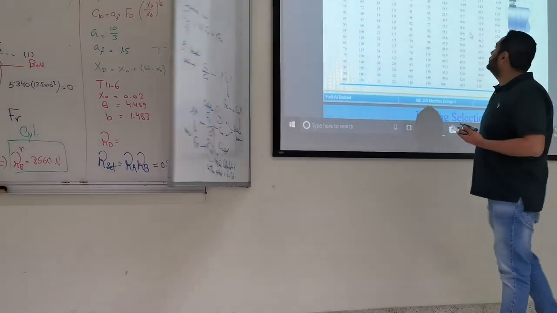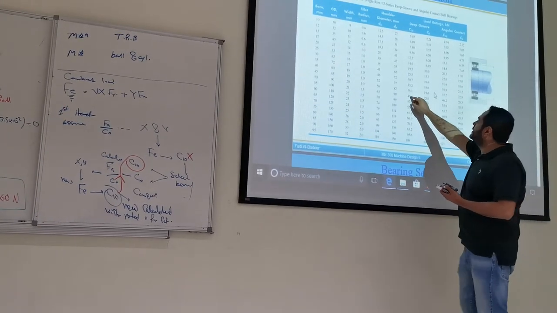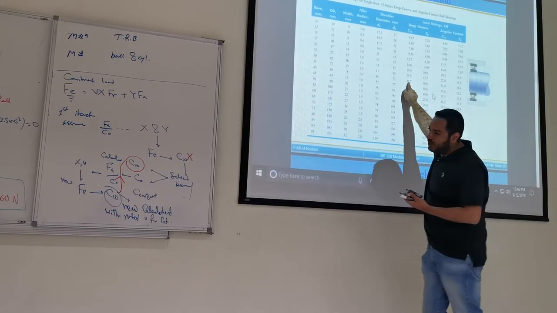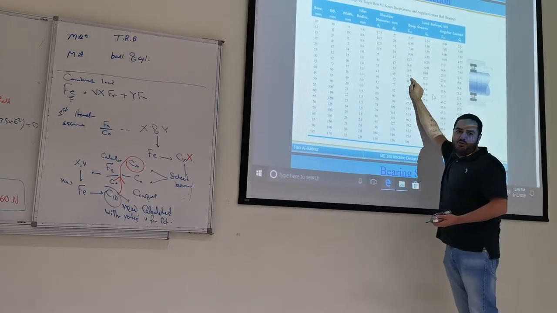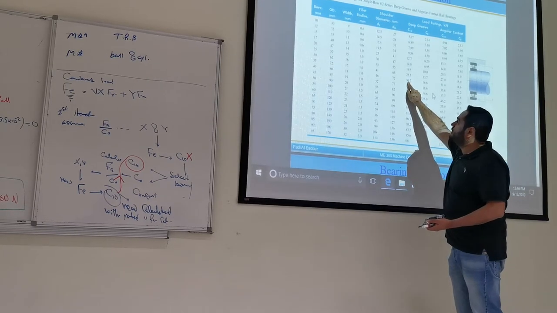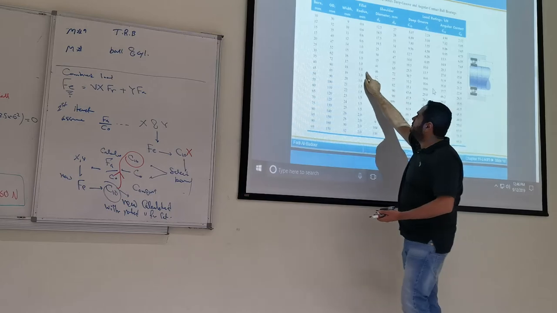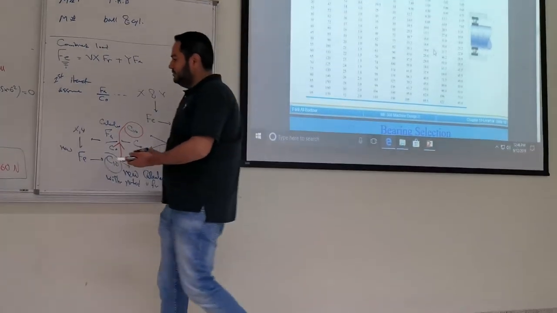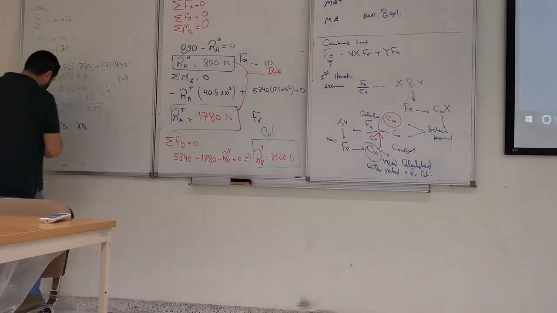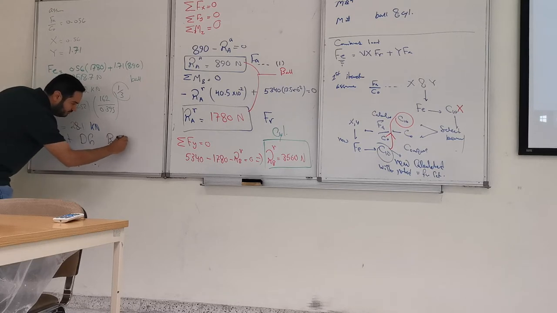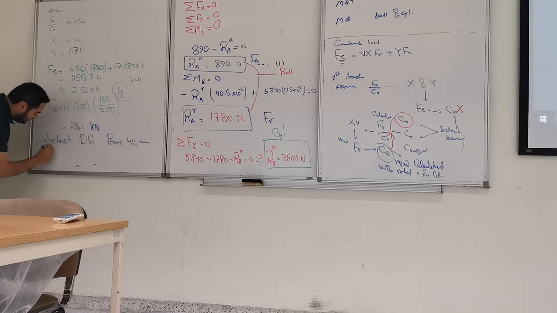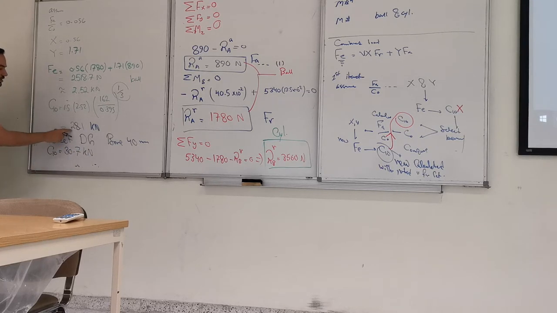So for deep groove ball bearing, the nearest I have is 30.7. What do I need? 28. Because before 30.7, there's 25.5, which is small. So I would go with this one, 30.7. Diameter is 40. So here I will select deep groove ball bearing, 40 millimeter. It has a C10 equal to 30.7 kilonewton, bigger than this, so it is suitable now as a first selection.